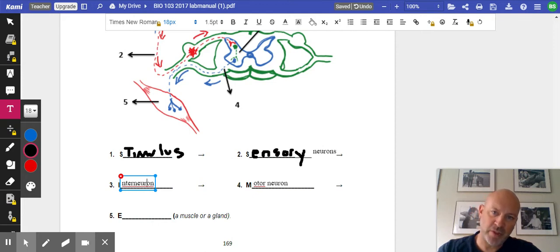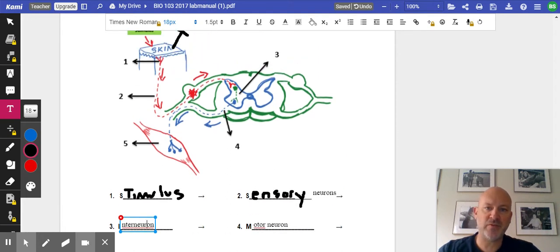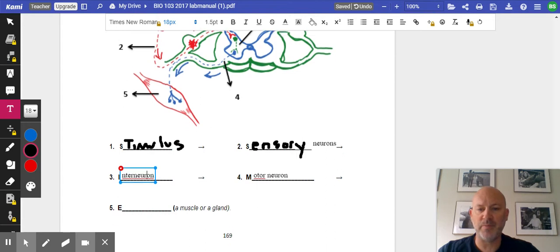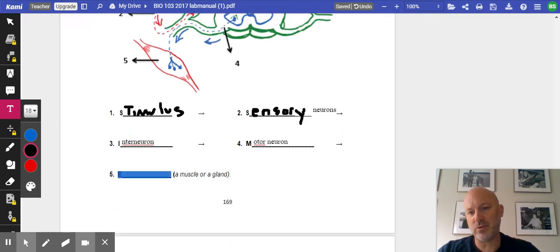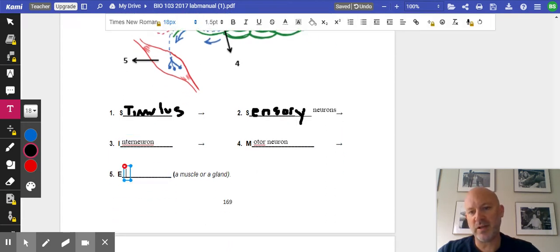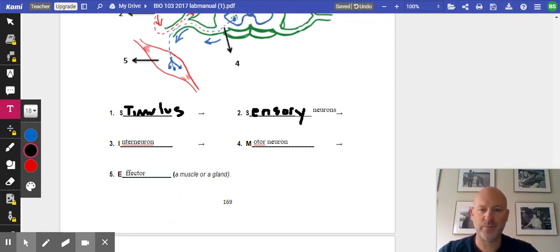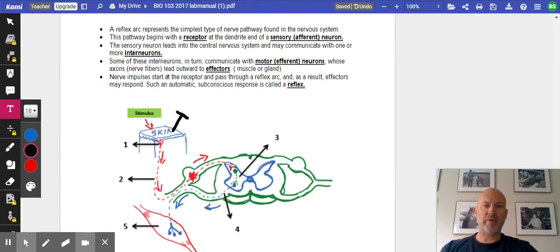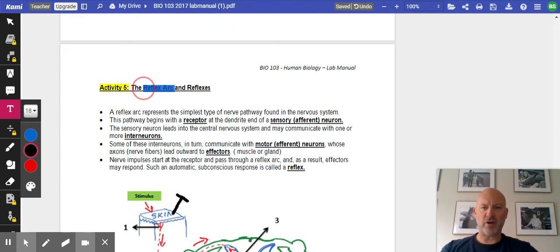This is the ventral root. And then that mixed nerve, that spinal nerve, takes it all the way down to the muscles of your hand or wherever, your arm. And of course, if it's a muscle, we would call that the effector. Right? And this whole process is called the reflex arc.